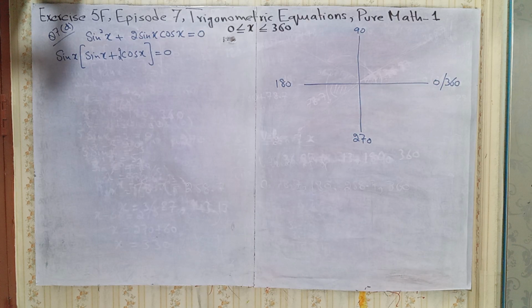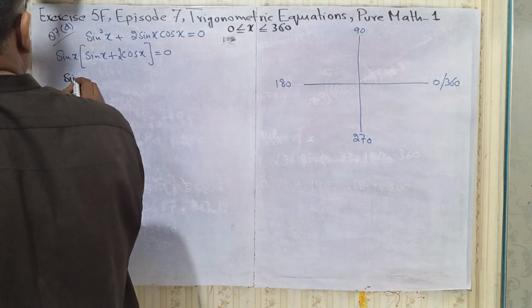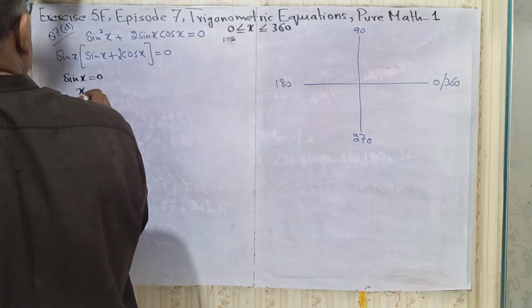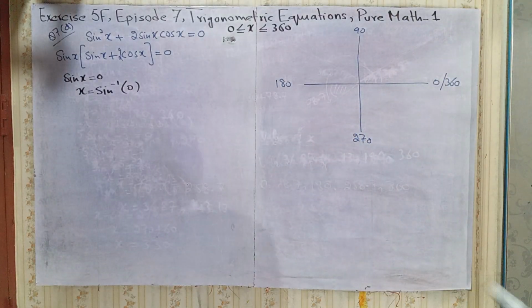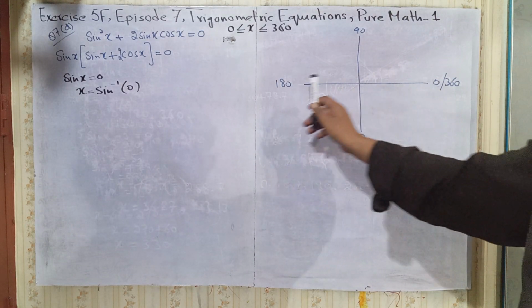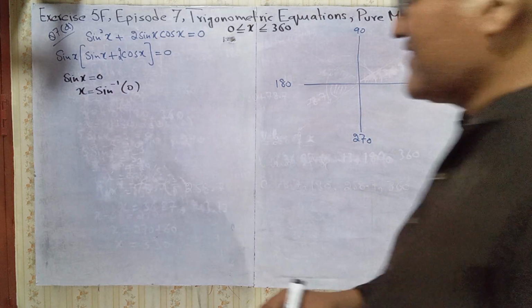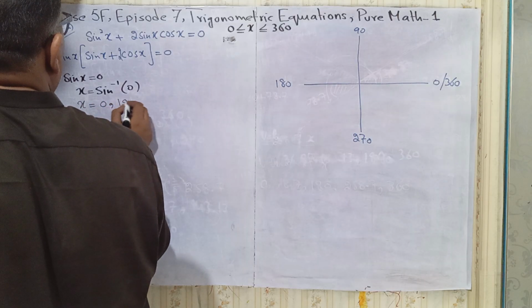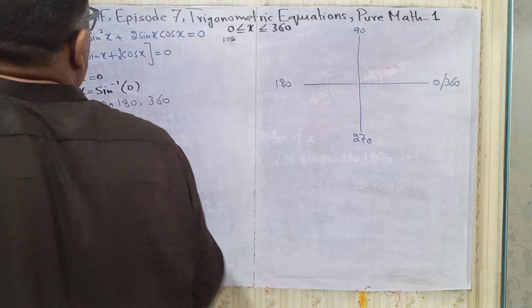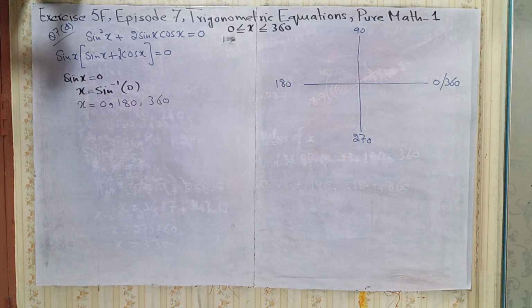So first of all, let's make sine x equal to 0. So the sine of the x is equal to 0. So the x will be equal to the sine inverse of the 0. Sine is 0 on the angle 0, on the angle 180, and on the angle 360. Okay, so this x will have the following values. It will have 0, it will have 180, it will have 360. Okay. So this is that first expression made equal to 0.